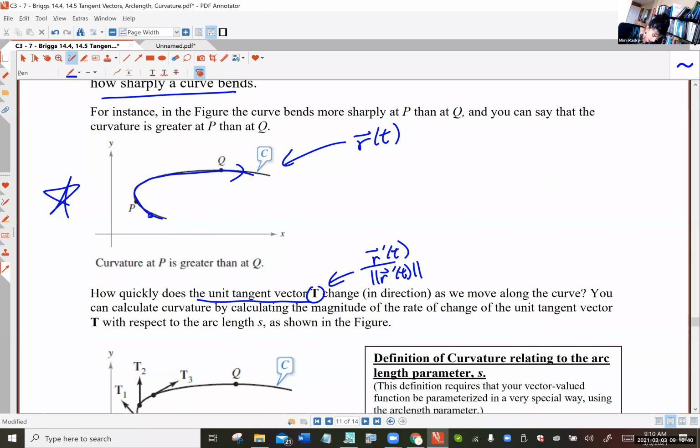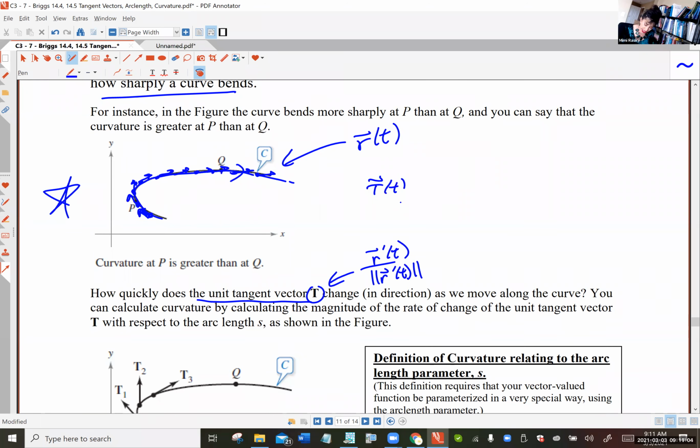Like over here, remember the velocity vector is tangent to the curve. So if we just draw these little unit tangent vectors, there's one, there's one, there's one, there's one more. I'm trying to draw little tangent vectors to the curve. So there's a whole collection there of little unit tangent vectors T. So those are collections of T's.